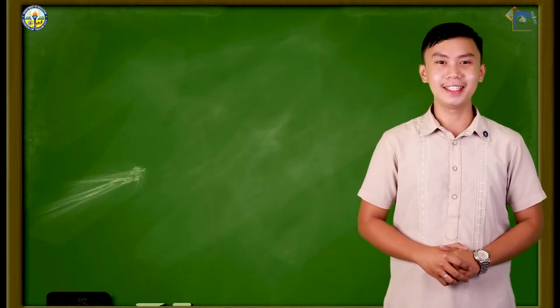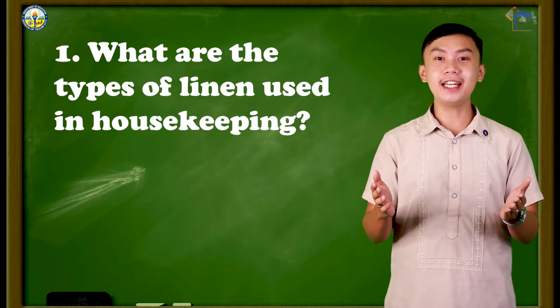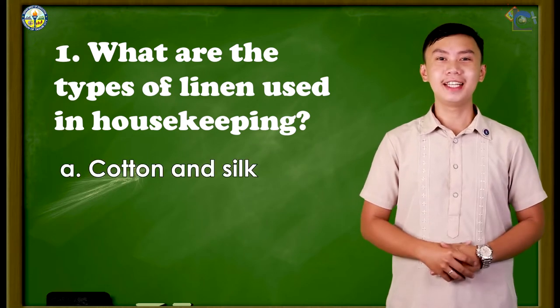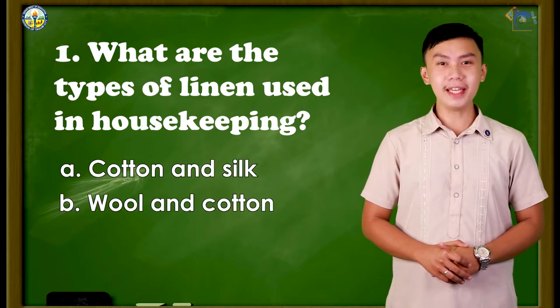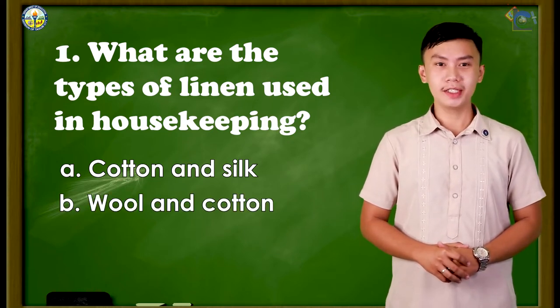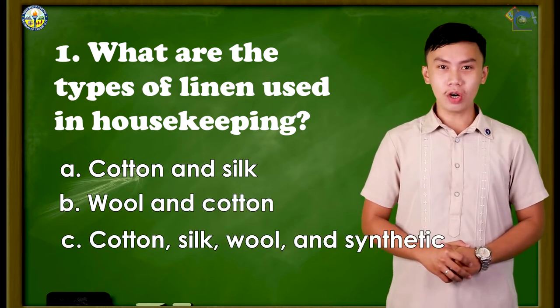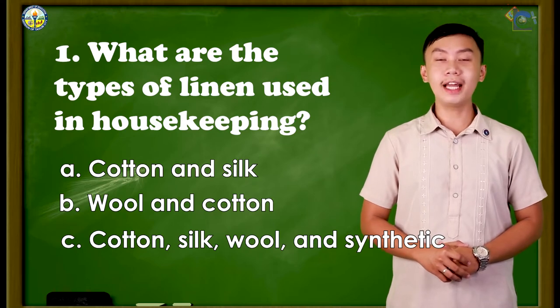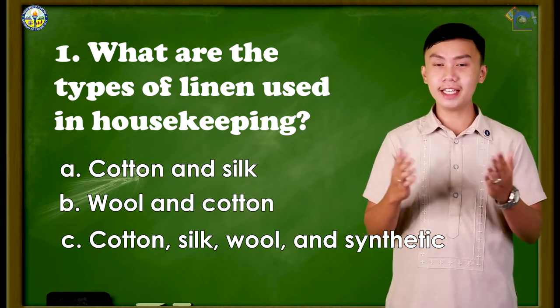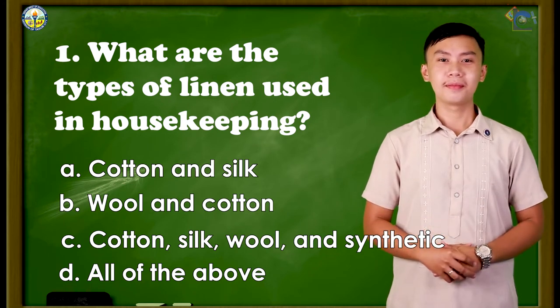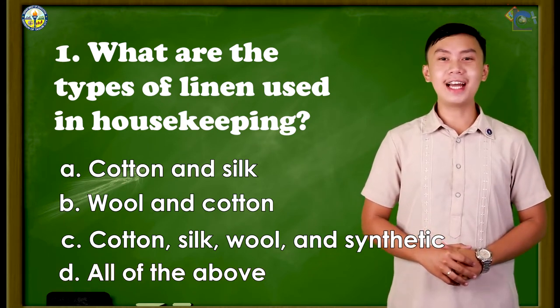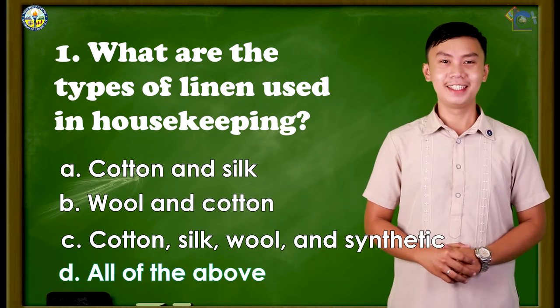Question number 1. What are the types of linen used in housekeeping? Letter A. Cotton and silk. Letter B, wool and cotton. Letter C, cotton, silk, wool, and synthetic. Or letter D, all of the above. And the correct answer is letter D.